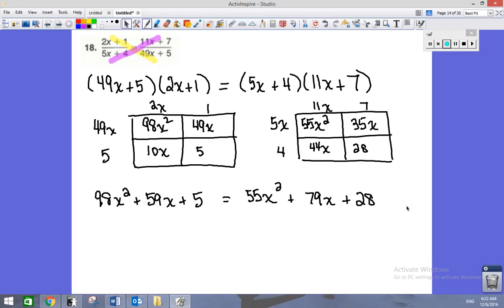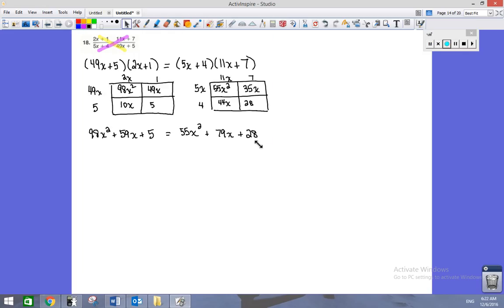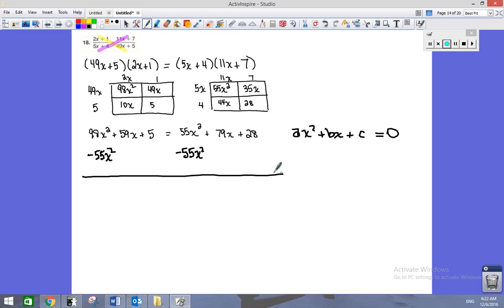Alright, so let me shrink this up to give myself some more room, if it'll let me. So this is a quadratic equation. I want to get it in standard form of ax squared plus bx plus c is equal to 0. So let's subtract 55x squared from each side, because I'm working towards getting a 0 on the right hand side. The resulting equation, 43x squared plus 59x plus 5 is equal to 79x plus 28, because these terms cancel.